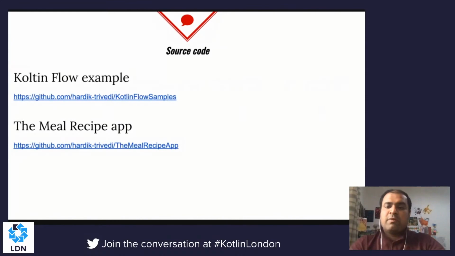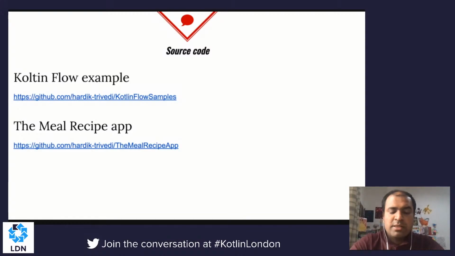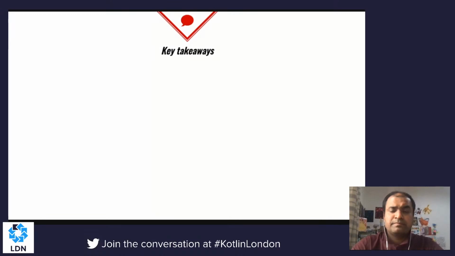So that's all from my side for flow. You can find the source code on this link. The Kotlin flow sample covers pure flow-related examples, and then there is a meal recipe app where I have pushed all the Android-related examples which I showed you today. It has two branches, and there is a readme as well, so you can go and have a look and fiddle around with those repositories. Hopefully it will be helpful for you.